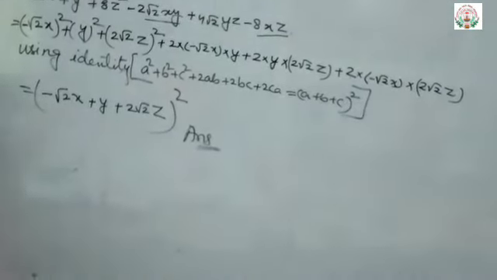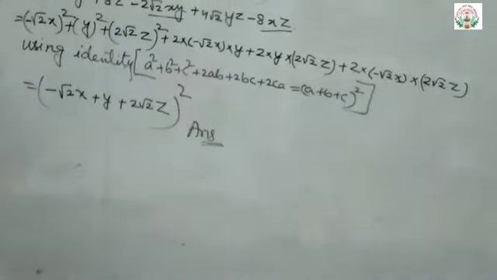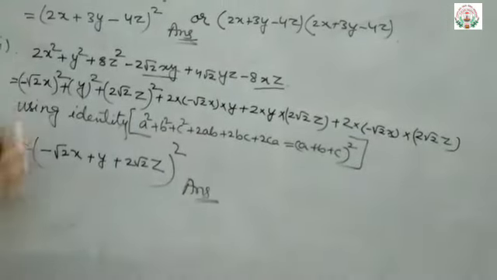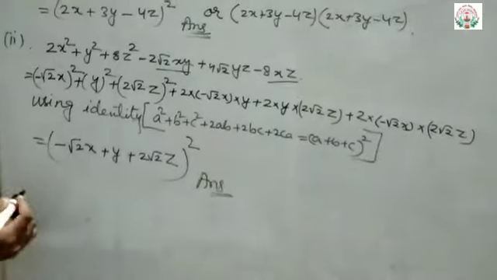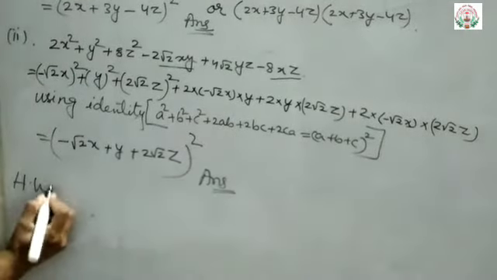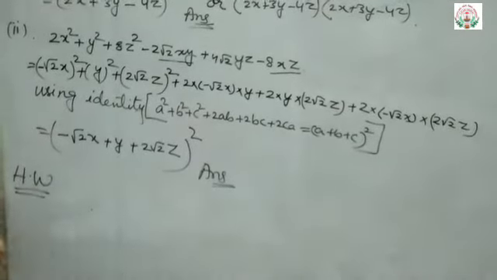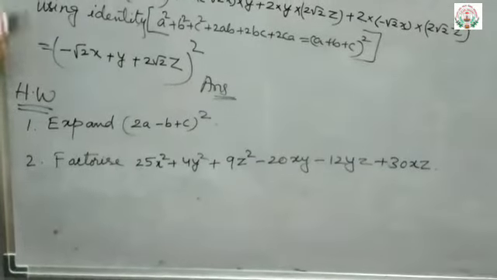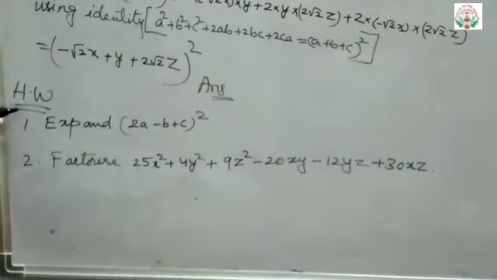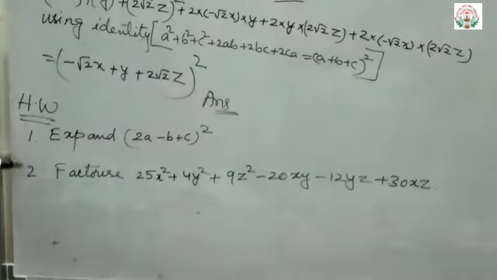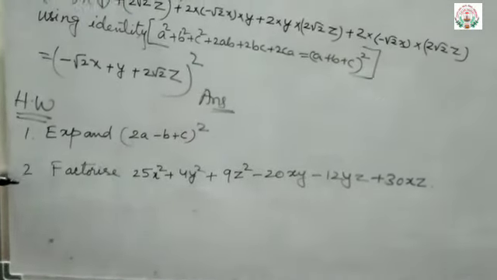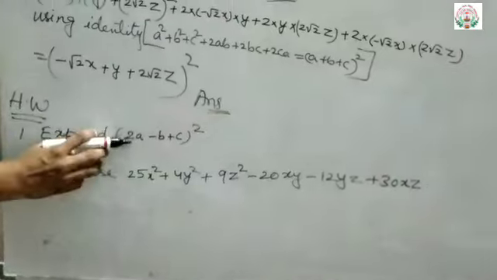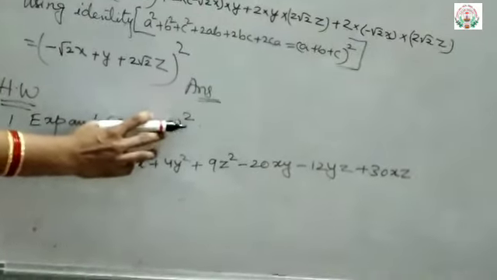Okay, clear, understood? Now, based on this, some questions after the completion I will give you. These are the extra questions, do them as homework. So after this, 2 extra questions I am giving you. Solve these 2 questions in your copy as homework. Expand 2a minus b plus c whole square. That is, you have to use the a plus b plus c whole square formula.